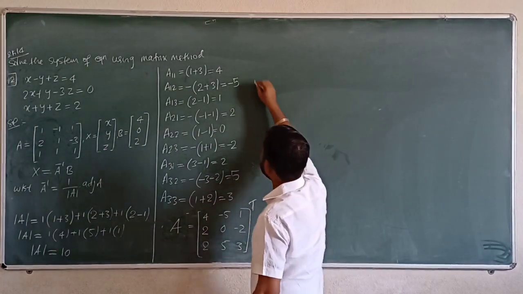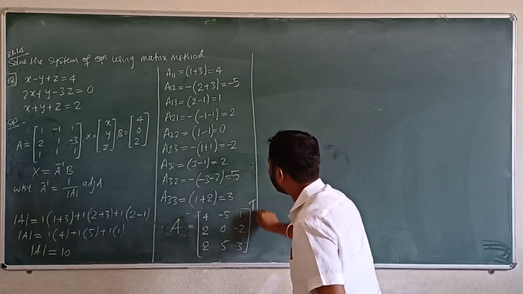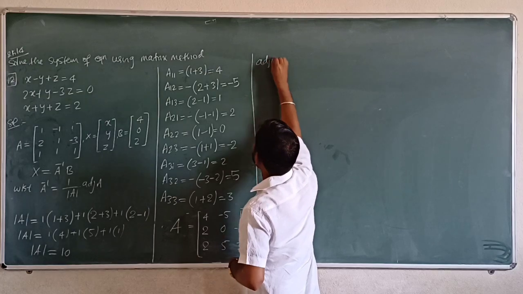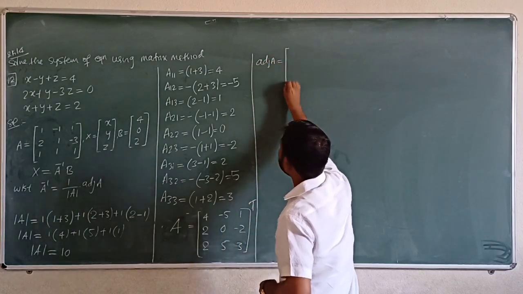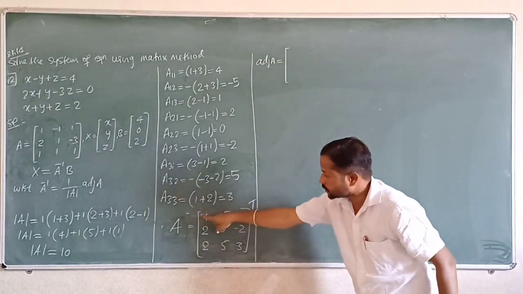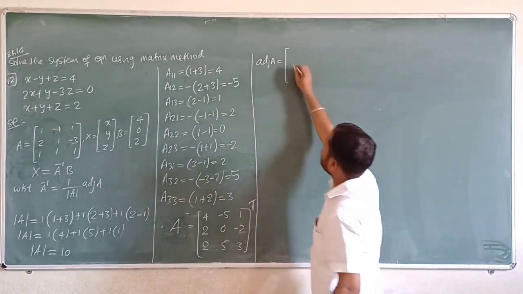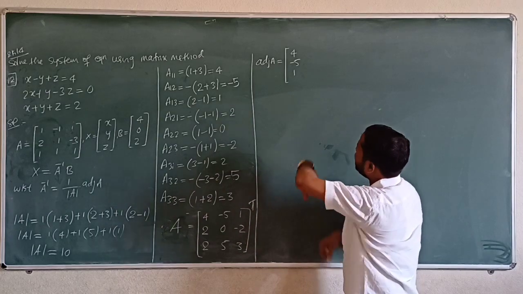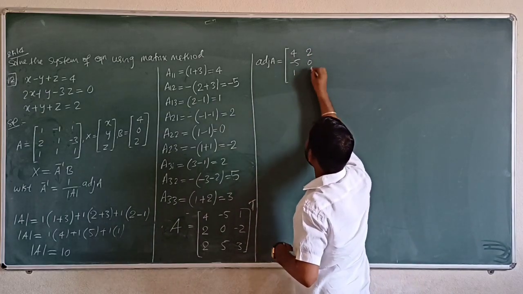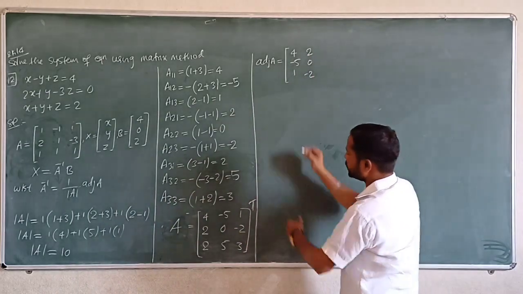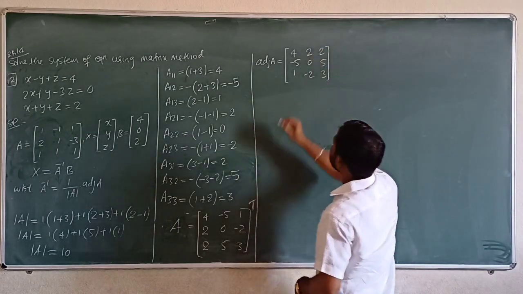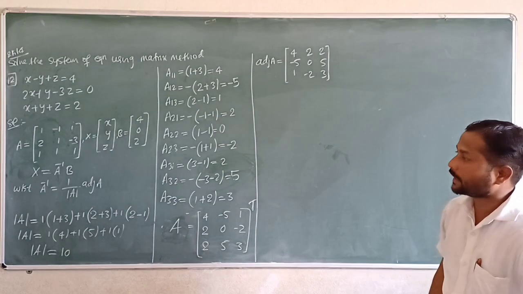The transpose of the cofactor matrix is said to be the adjoint. Correct? Now adjoint of A is equal to the transpose. First row becomes first column: 4, minus 5, 1. Second row becomes the second column: 2, 0, minus 2. Third row becomes third column: 2, 5, 3 now. Which matrix is this? Adjoint of A is over now.